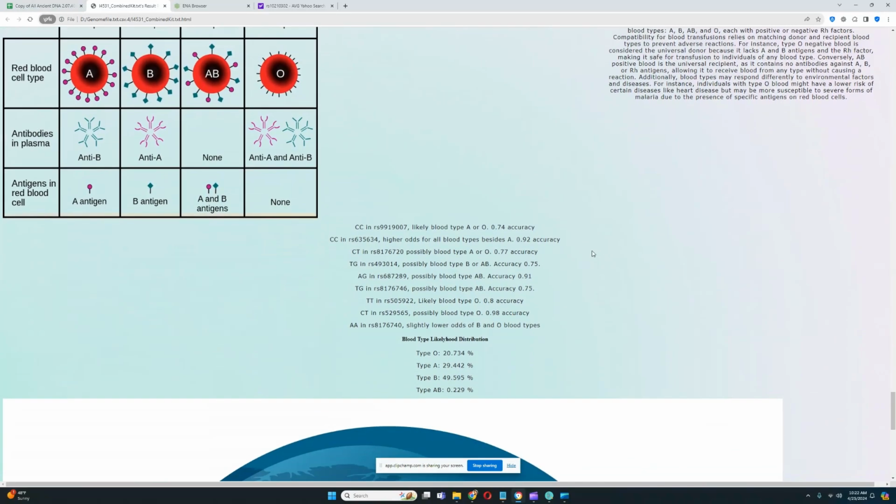And for the blood group panel, let's see what his predicted blood type is. His predicted blood type is actually type B. But it's kind of clustered. It could be type A or type O as well. The prediction is that it's not type AB. Type AB is sort of out of the picture here. But it could be type B, type A, or type O.